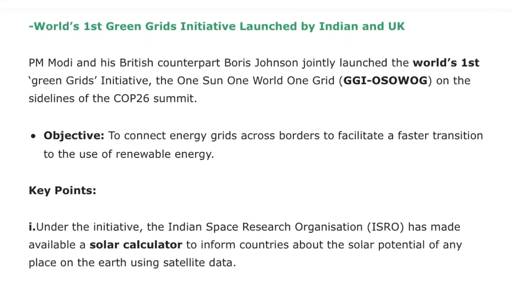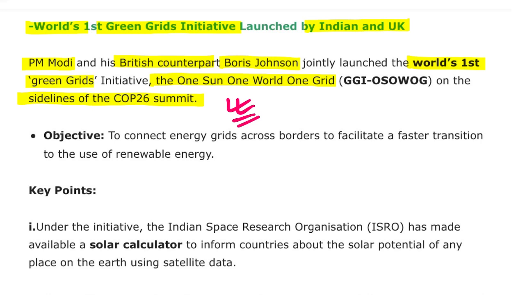Next we'll be talking about the world's first Green Grids initiative launched by India and UK. I repeat, the first Green Grids initiative was launched by two countries together. What are those countries? India and UK. Prime Minister Narendra Modi and his British counterpart Boris Johnson jointly launched the world's first Green Grids initiative, that is the One Sun, One World, One Grid, on the sidelines of the COP26. See, so many important initiatives are being covered here. If you properly note them down, this video will be very helpful to you.